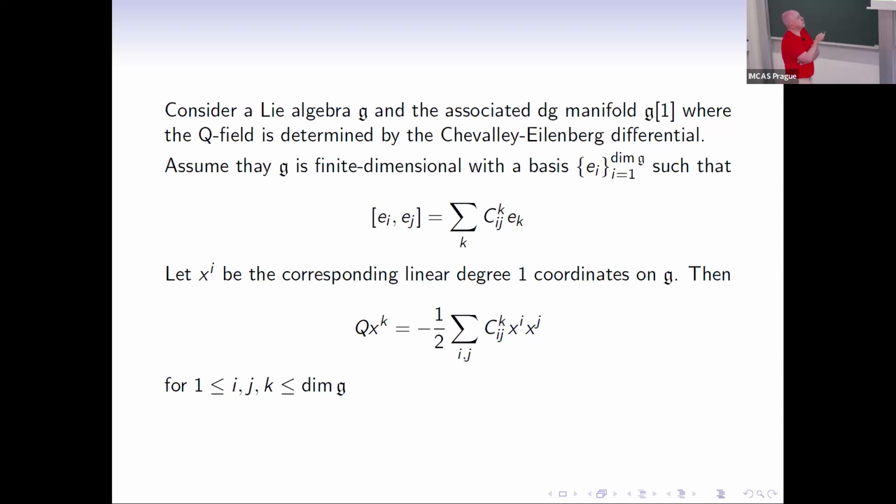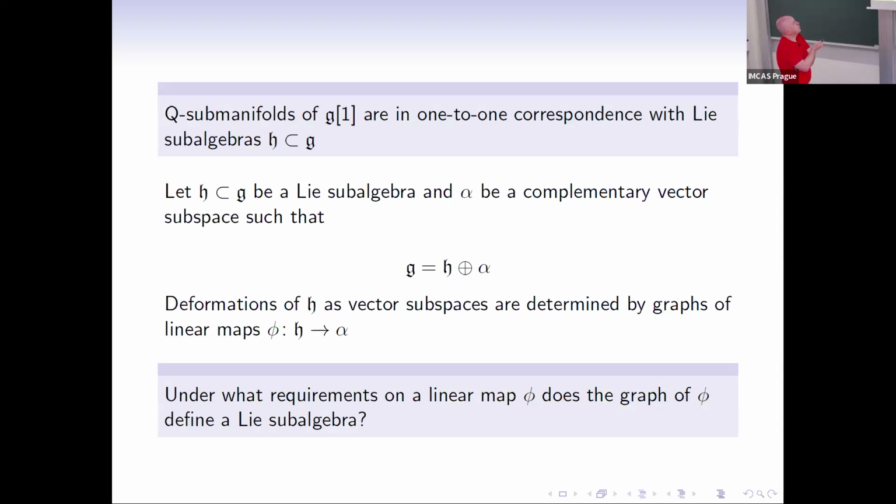I wrote this explicitly in the dual linear coordinates, right? So it's an easy example, everyone knows that. Then Q submanifolds are in one-to-one correspondence with Lie subalgebras of G. Okay, it's also kind of easy.